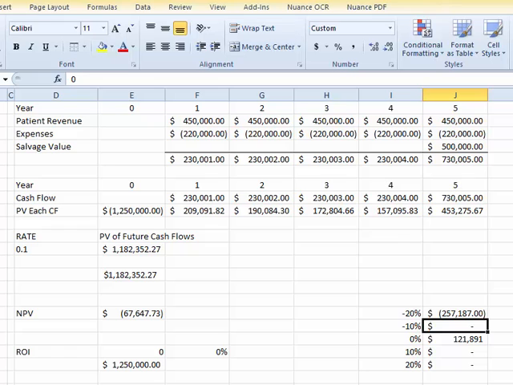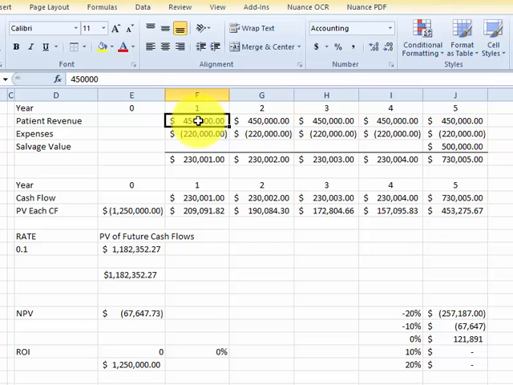And I'm now at a negative 67,647. Again, getting that number from my net present value right here. Remember, the whole thing about sensitivity analysis, I'm only changing one variable. We're getting close here. Let me just do one more.